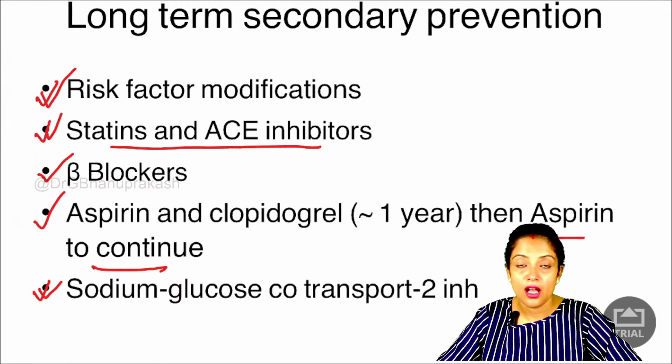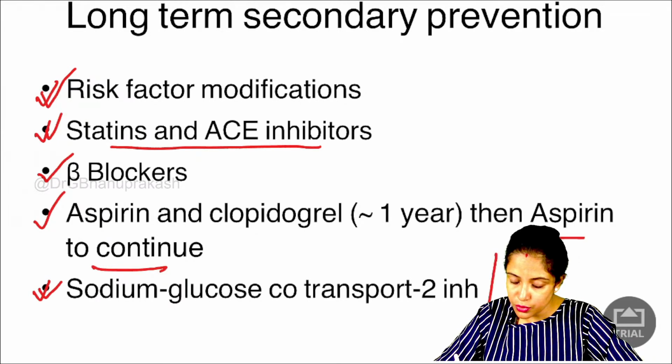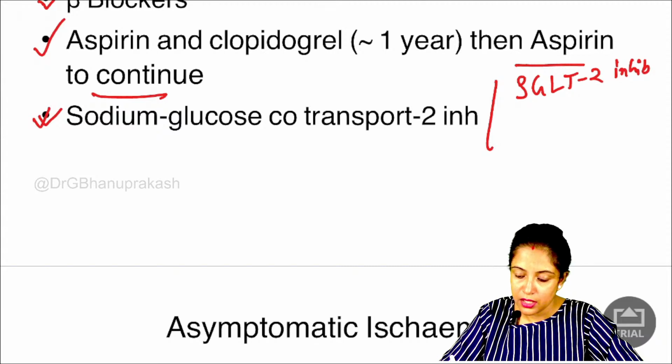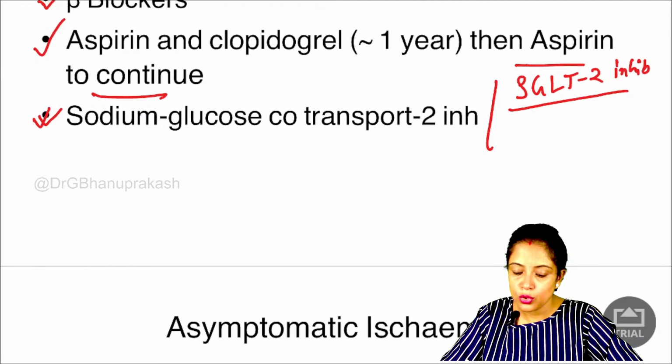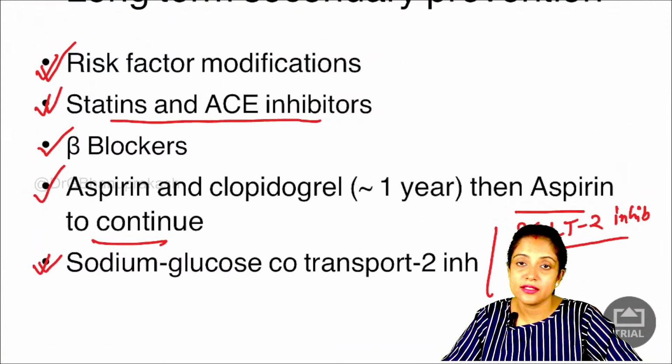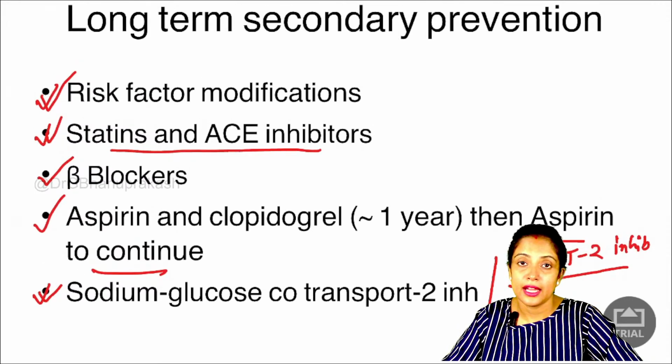There are some studies or trials which show that SGLT2 inhibitors, that is sodium glucose co-transporter 2 inhibitors, can also be used in this group of patients. Basically, this was developed as an anti-diabetic medication, but in different trials, it was found to be cardiac beneficial. This can also be used as long-term treatment.